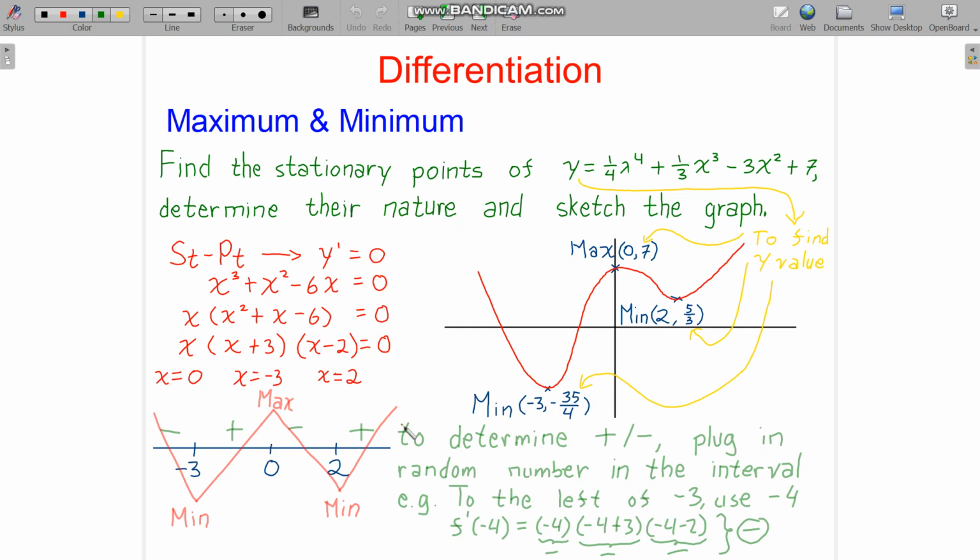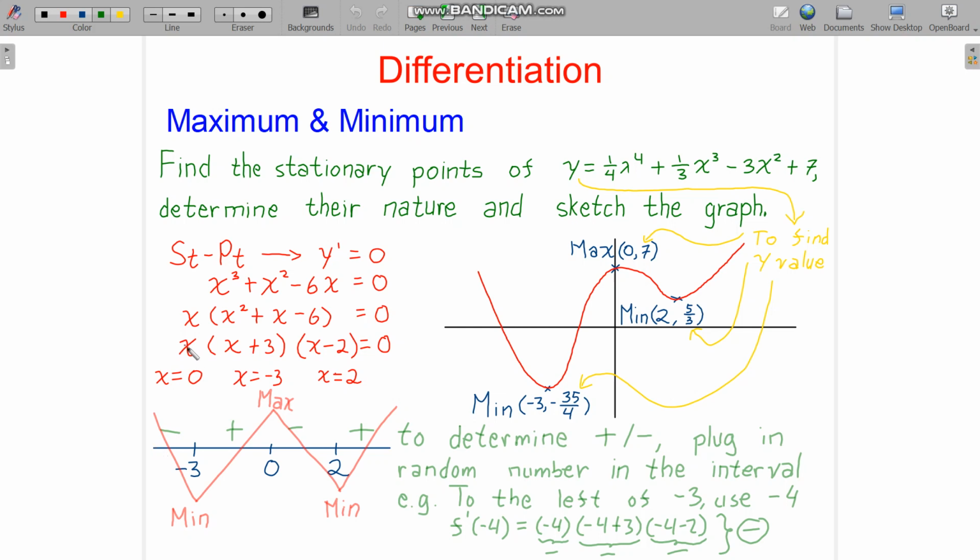Now we use the sign diagram. We can check using any random point. So here, to determine plus minus, plug in a random number in the interval. So for the left interval, you can use something smaller than minus 3, for example minus 4. And if you plug in f prime of minus 4, you will get minus 4 plus 3, minus 4 minus 2. So basically it's negative times negative times negative, which is negative. So we have negative for the leftmost interval.